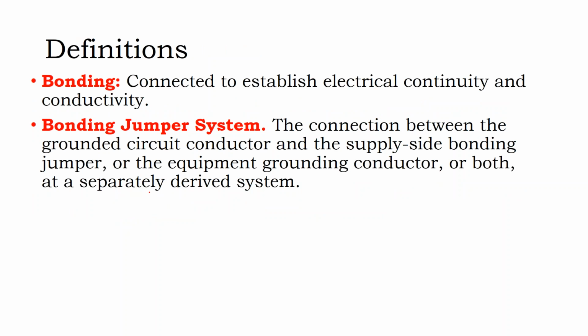Bonding: connected to establish electrical continuity and conductivity. So bonding and grounding are essentially the same thing, although I guess technically you could be bonded and not connected to ground. The bonding jumper system is the connection between grounded circuit conductors and the supply side bonding jumper or the equipment ground conductor, or both, at a separately derived system. What this means is your bonding jumper is where the neutral and the supply side bonding jumper or the equipment ground conductor are connected.